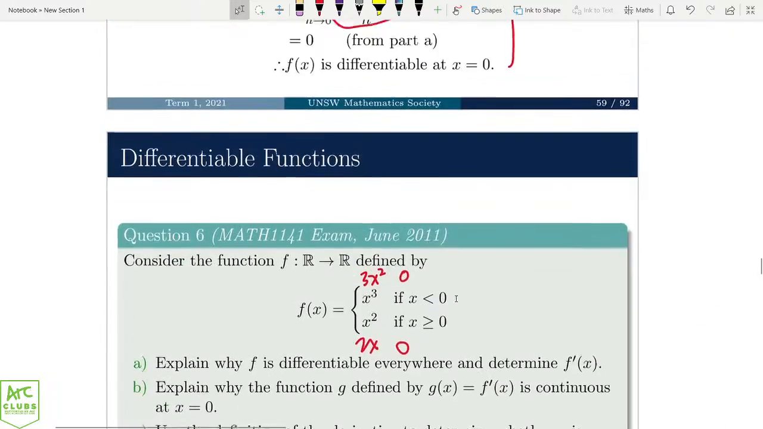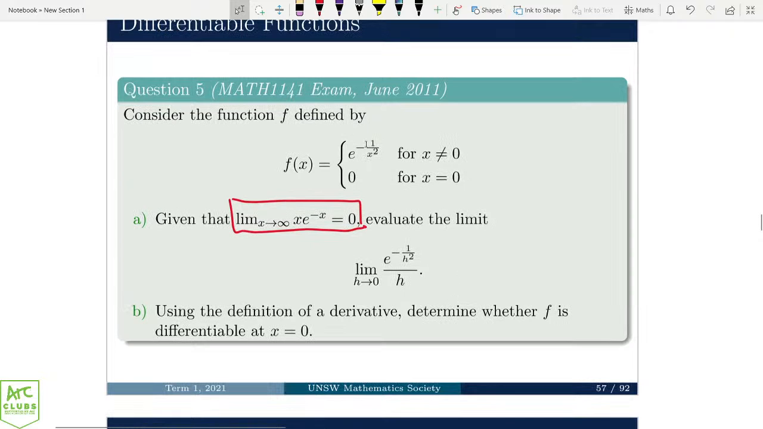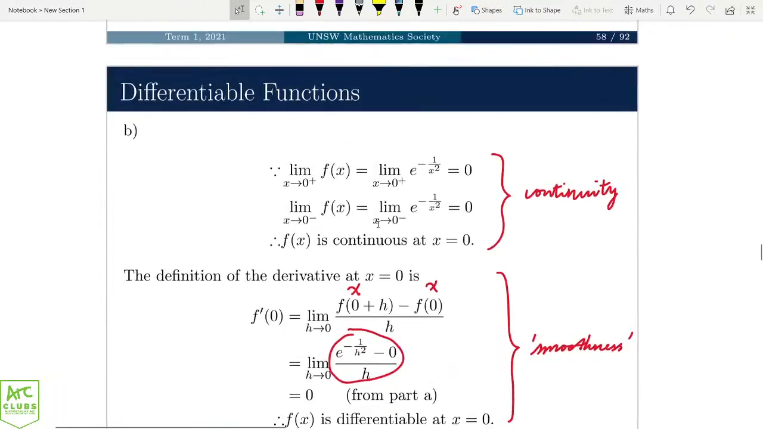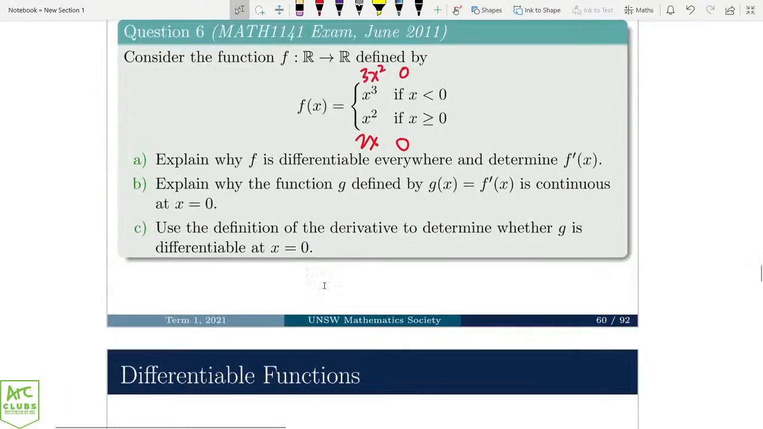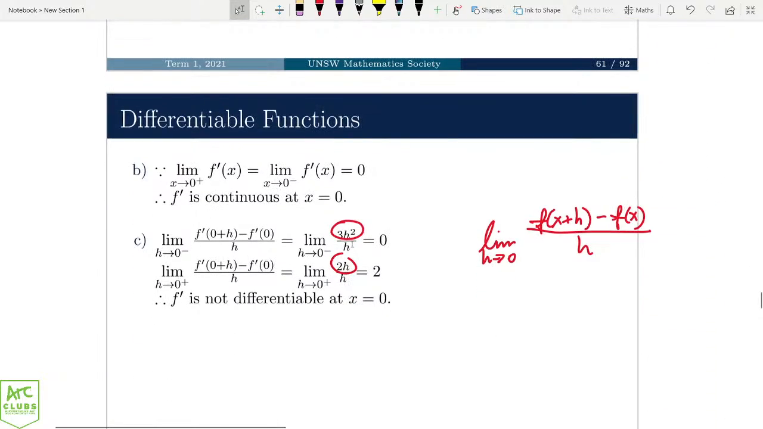That's very different to our question 5, where on the right-hand side and the left-hand side, we were dealing with e to the power of negative 1 on x squared. So in that particular scenario, as you can see, we don't have to consider the behavior of this limit from two different directions. So that's what we've done here.